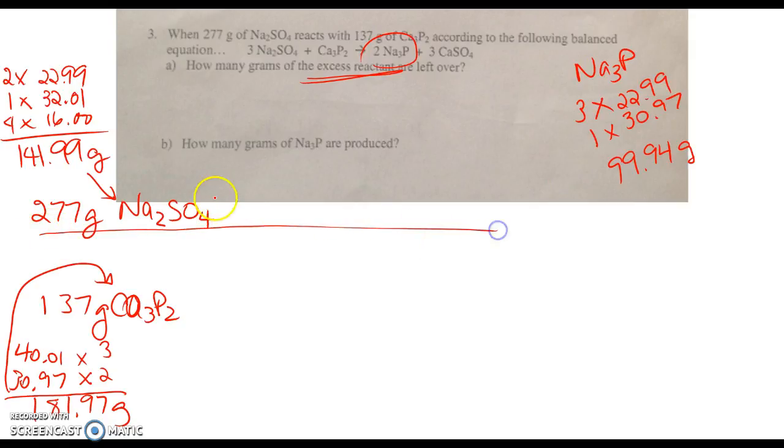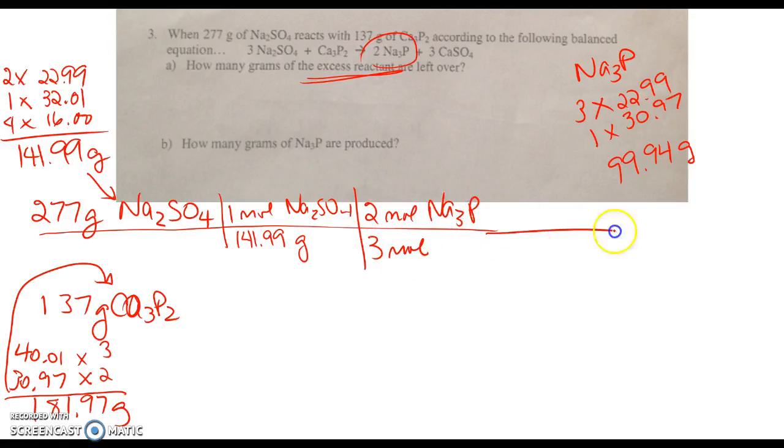Set up our T-chart. So we have this many grams of sodium sulfate. So 141.99 grams in 1 mole of that sodium sulfate, right? We're going to that product. So every 3 moles of what we had gives us 2 moles of Na3P. And I guess we can go right to grams in here because it's asking there, right? And then 1 mole of this thing is 99.94 grams. I'm going to stop here, all right?